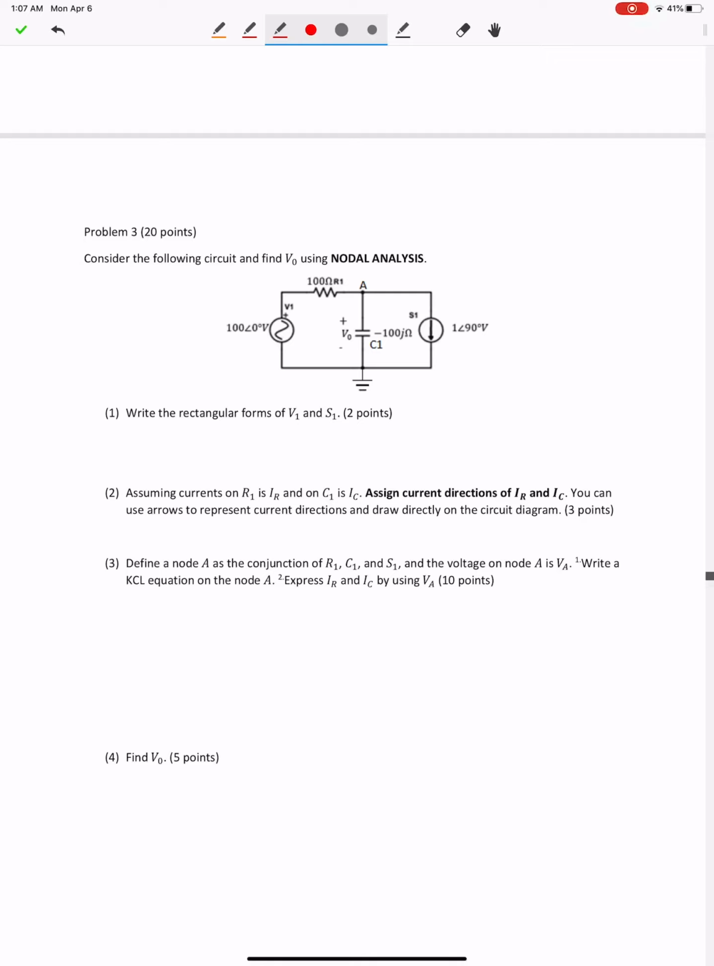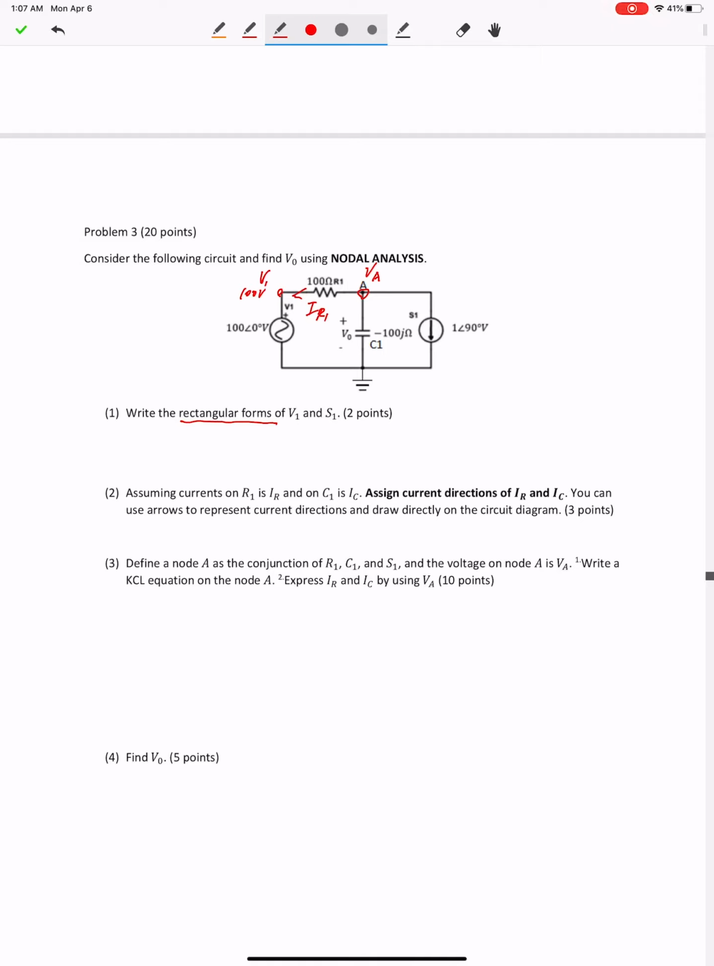Alright, problem number 3. Nodal analysis. For this one, this question actually is not very hard. For this circuit, you can assign the unknown voltage variable on node A as VA, right? And then the current on R1, you can say, is flowing from VA to this point, to V1, right? And of course, in the first question, you need to write the rectangular form of V1, and that should be 100 volts.